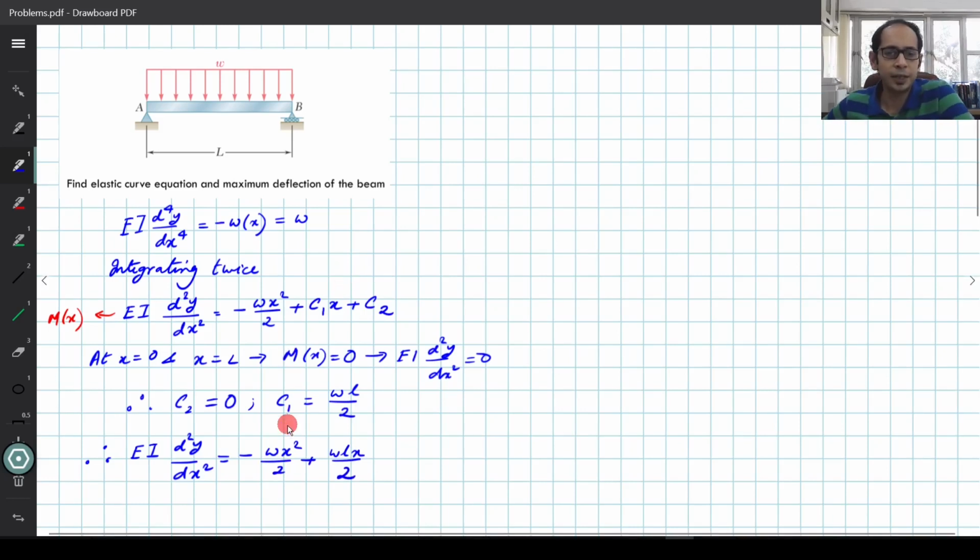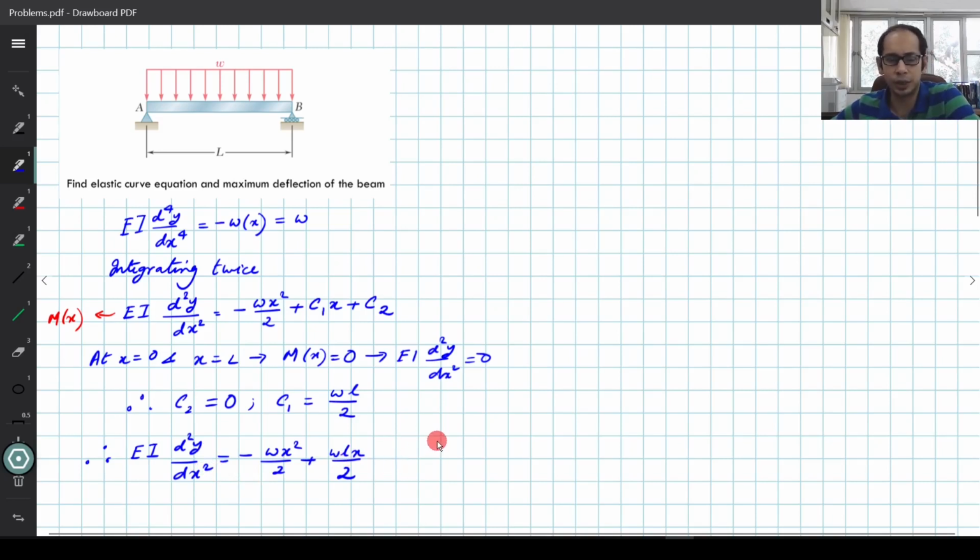So had you started this problem using the second order method itself, as I had asked you to do, then you'll begin your problem with this equation. This, remember, is nothing but at any section x, if you take the moment, that comes out as something like this over here. The rest of the problem is more or less the same, that you integrate it 2 times again. So you get 2 more constants, say C3 and C4.